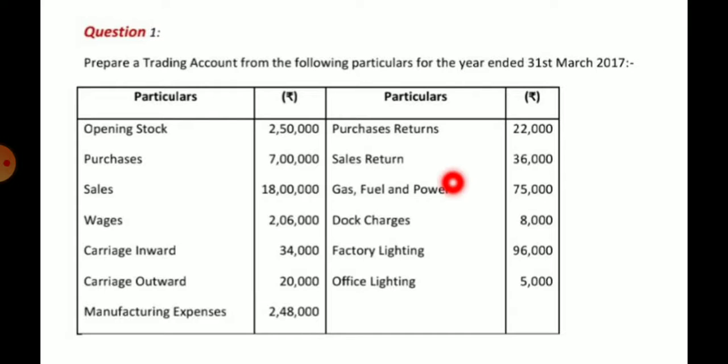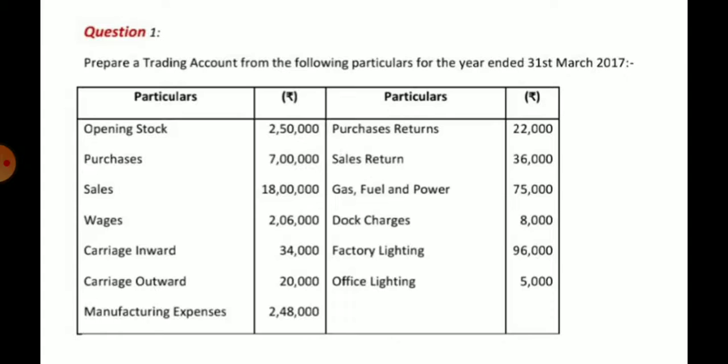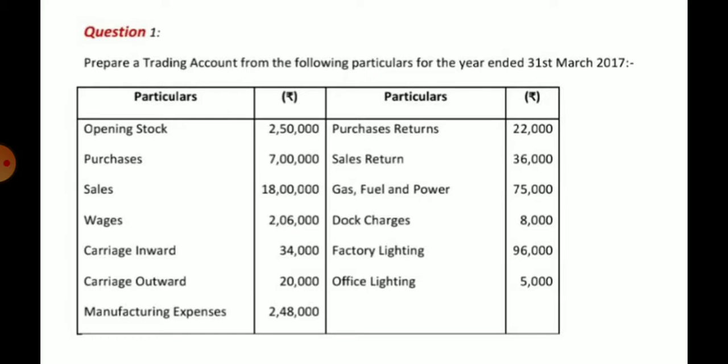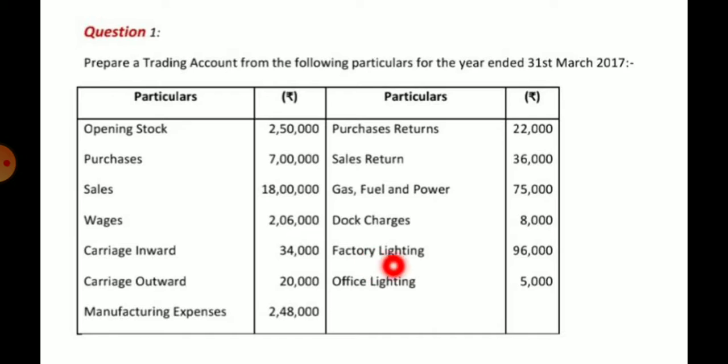Next is sales return. It will be deducted from the sales. And gas, fuel and power is an expense, so it will be written on the debit side. And dock charges 8,000 are also written here. And the factory lighting will be an expense, and office lighting will not be transferred to this account because office expenses and administrative expenses will be transferred to the P&L account.